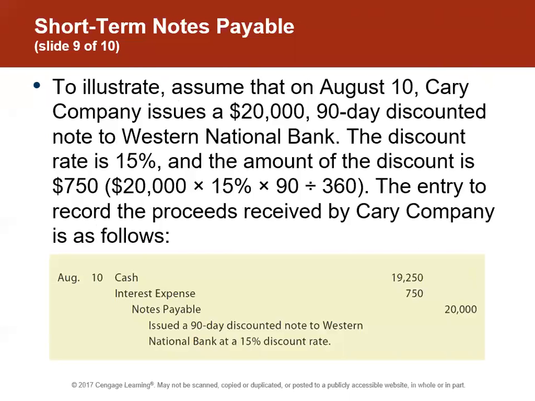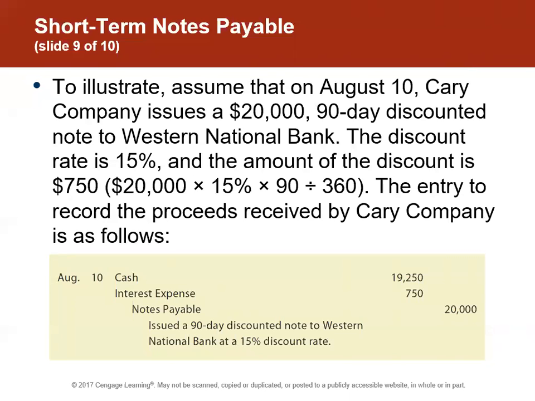So let's look at it. Again, it's just a little different, but it's the same calculations. You're just looking at it a little differently. So on August 10th, Carey Company issues a $20,000 90-day discounted note to Western National Bank. The discount rate is 15%, and the amount of the discount is $750. As you can see, we're saying discount instead of interest, but your formula is the same. The face value times the discount rate times 90 divided by 360. Okay, so your calculation is the exact same.